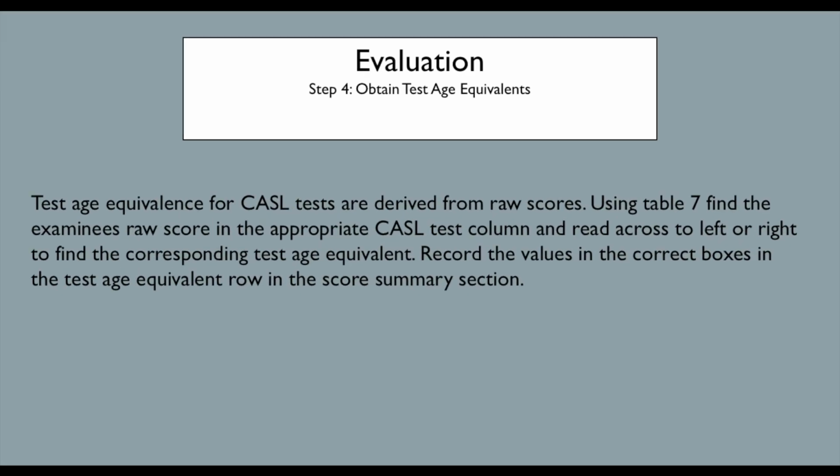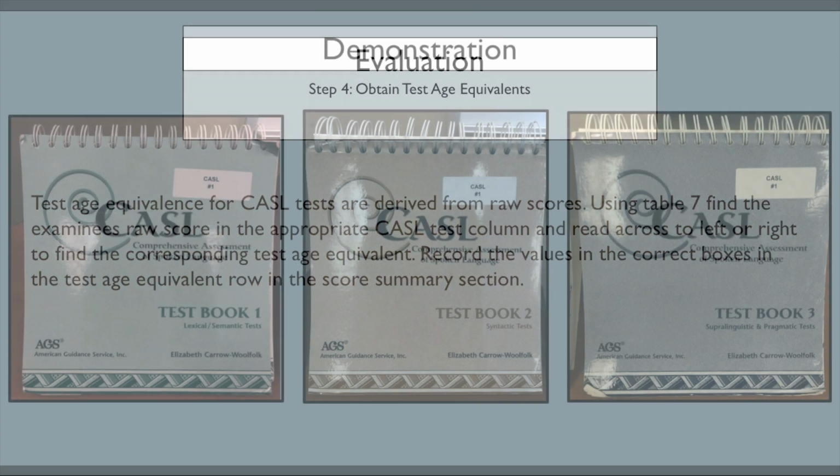Step 4, obtain test age equivalents. Test age equivalents for CASL tests are derived from raw scores. Using Table 7, find the examinee's raw score in the appropriate CASL test column and read across to the left or right to find the corresponding test age equivalent. Record the values in the correct boxes in the test age equivalent row in the score summary section.